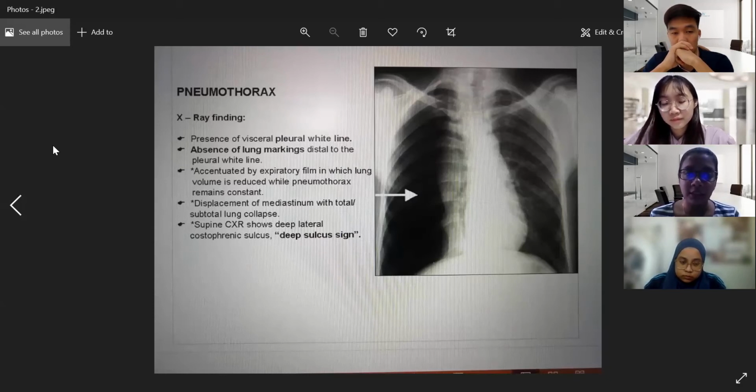And next, the accentuated expiratory film, in which the lung volume is reduced while the pneumothorax remains constant. Next, there will be a displacement or shift of the mediastinum with total or subtotal lung collapse. And the last part, there will be a chest X-ray taken in a supine position, and that will show a deep lateral costophrenic sulcus, also known as a deep sulcus sign.